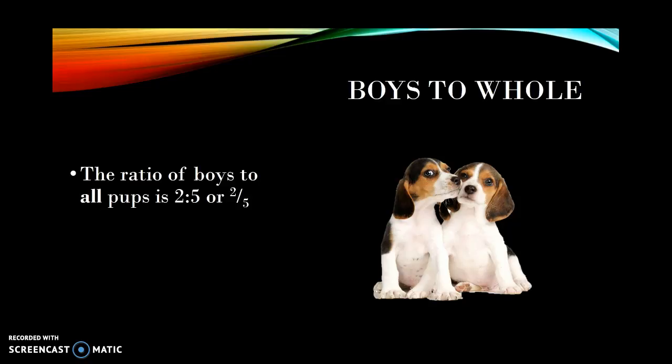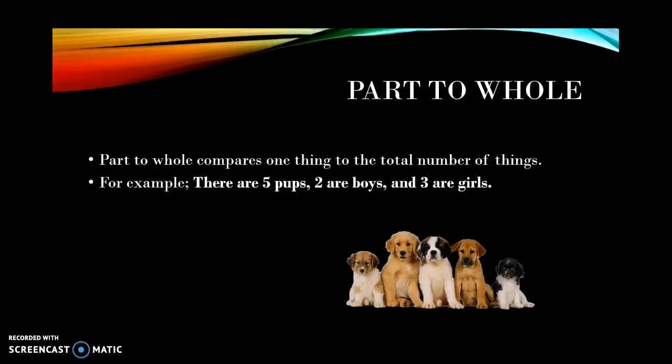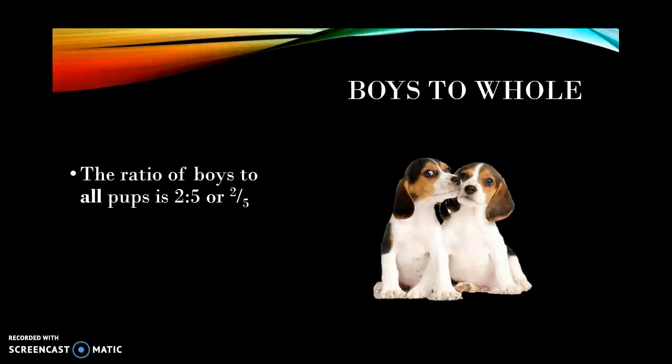And because, going back to the last screen, there are 2 boy puppies, we are going to be writing 2:5, or 2 over 5 if you want to write it as a fraction. It's really your preference as to how you write it. It's just whatever you prefer. There's no correct way to write a ratio as long as the numbers are in the right places.